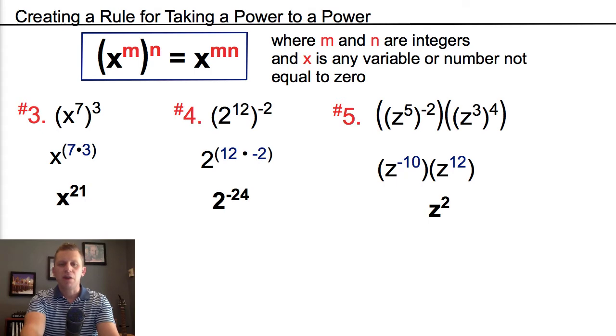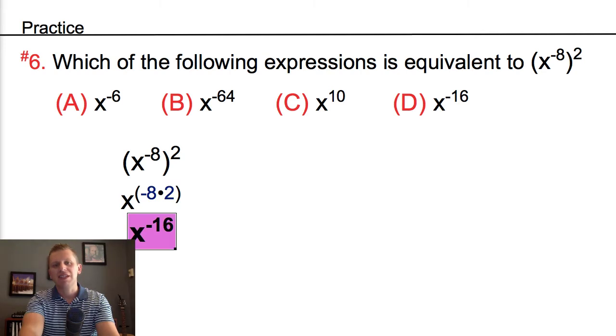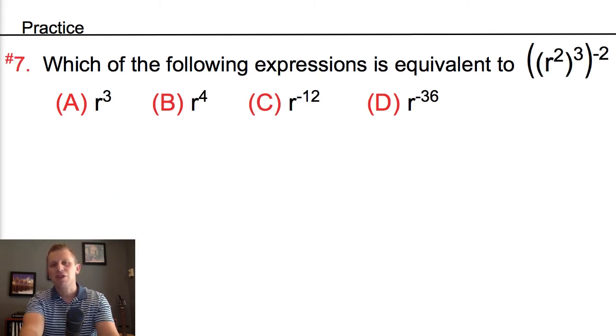Let's see if you can try one of them on your own. See if you can figure out which of these expressions is equivalent to x to the negative 8th squared. Again, what you have to do here is if you take a power to a power, you end up multiplying the exponents. So I'm going to multiply negative 8 and 2, and I should have gotten x to the negative 16th. Let's try another one. See if you can try this problem.